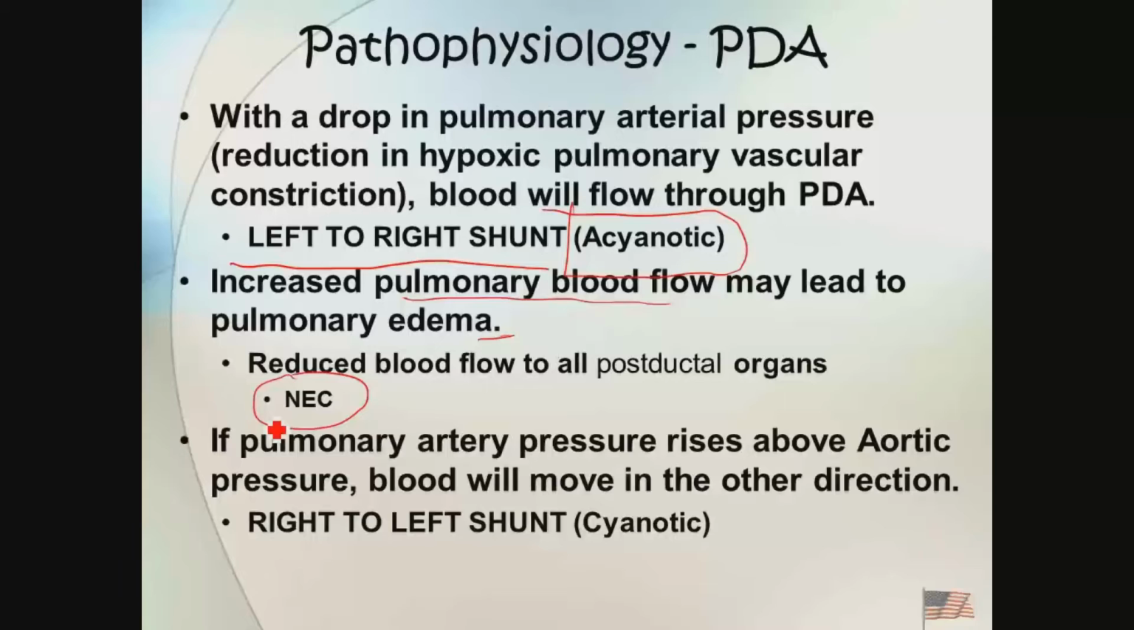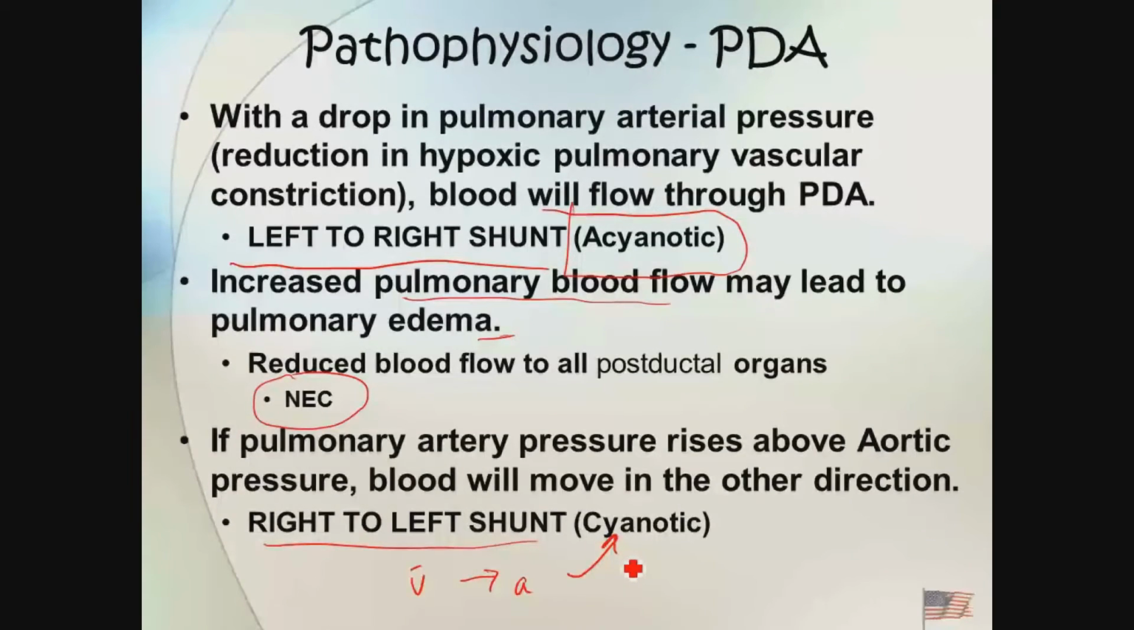Okay. On the other hand, should the PA pressure rise above the systemic pressure, like you would have, say, in persistent pulmonary hypertension of the newborn, then I would have a right to left shunt, venous blood mixing in with arterial blood, leading to cyanosis. So this is one of those weird defects that can be cyanotic or acyanotic depending upon what the relationship is between systemic and pulmonary artery pressures.